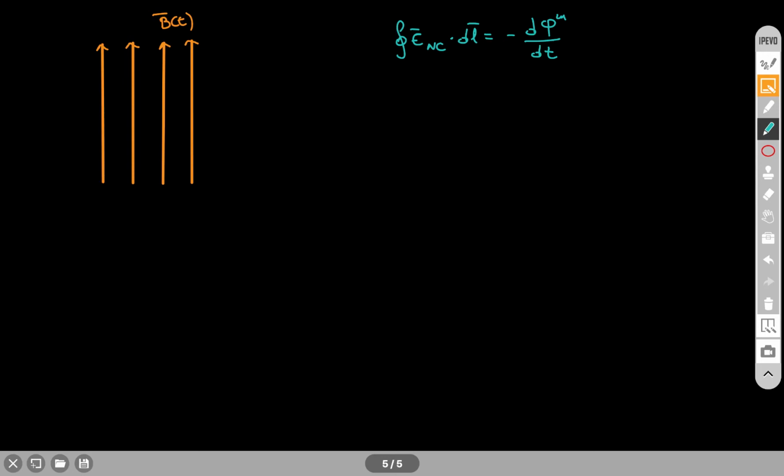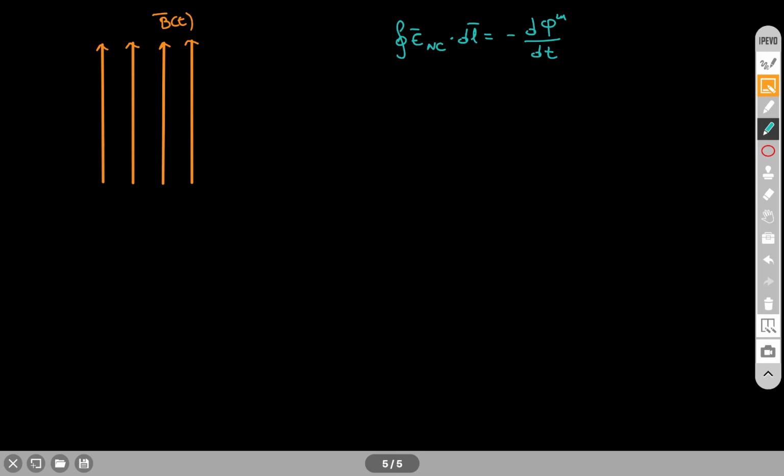In this video, we'll do an example of a calculation of the non-Coulomb electric field in the case of a time-varying magnetic field. What I have here is a magnetic field that points up and it changes as a function of time. What I want to find is the magnitude of the non-Coulomb electric field that is created at this area due to the changing magnetic field.